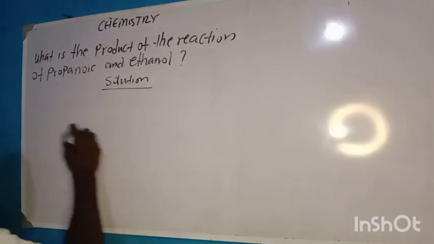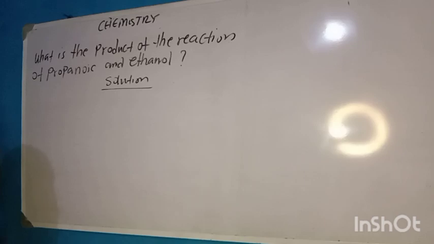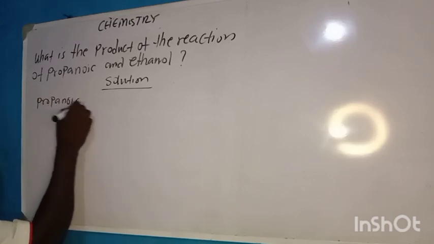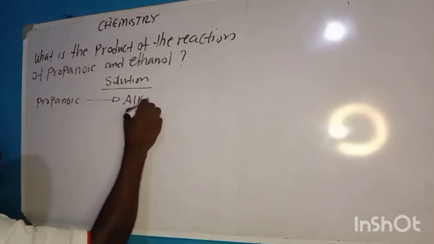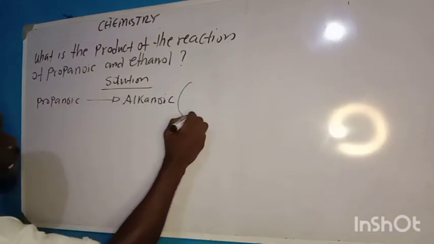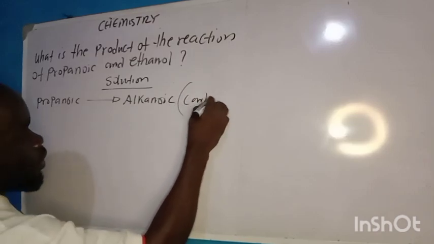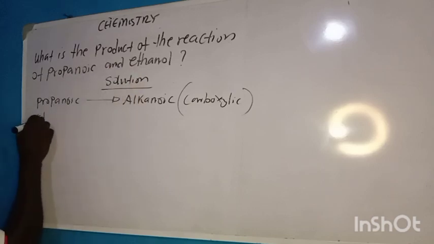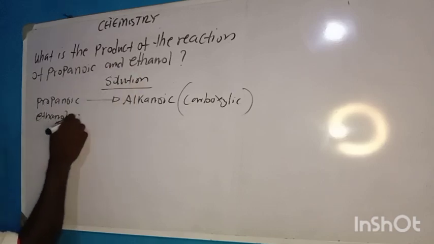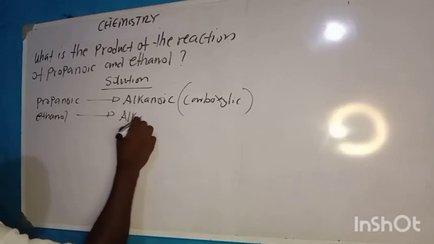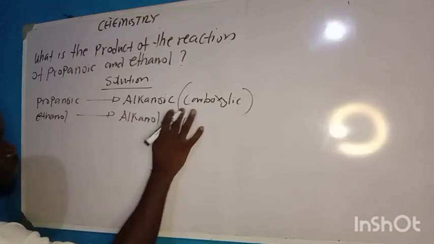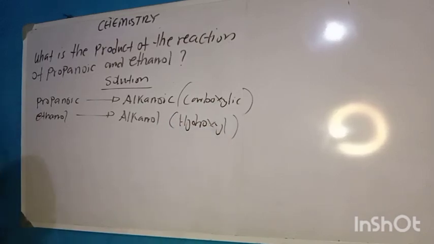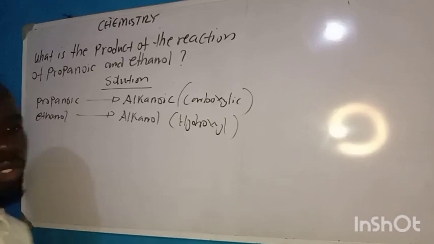Solution. There are two functional groups. We have propanoic, from alkanoic. Alkanoic acids are also known as carboxylic compounds. Then ethanol. The ethanol functional group is alkanol, that is the hydroxyl.